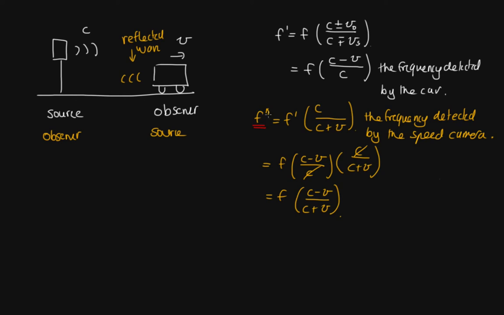So it knows what f double dash is because it measures that. It knows what the frequency of the emitted signal was. It also knows what the speed of electromagnetic radiation is, c, the speed of light, and so the only unknown in this equation is the velocity of the car. So the speed camera can solve this equation to calculate the velocity of the car, and if the velocity of the car is greater than the speed limit, it will take a photograph.